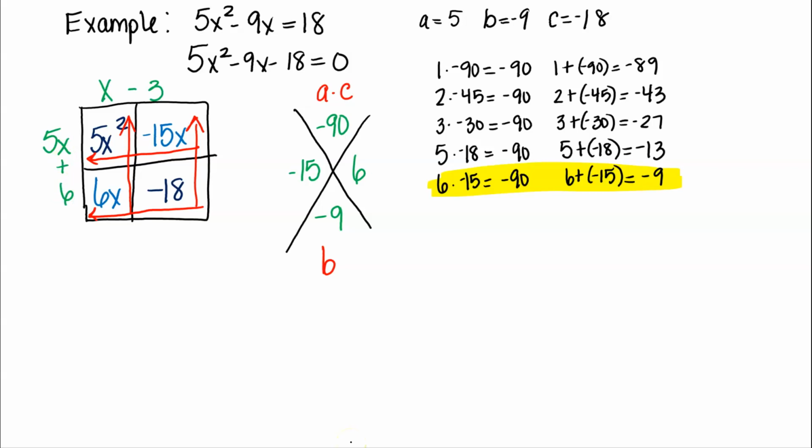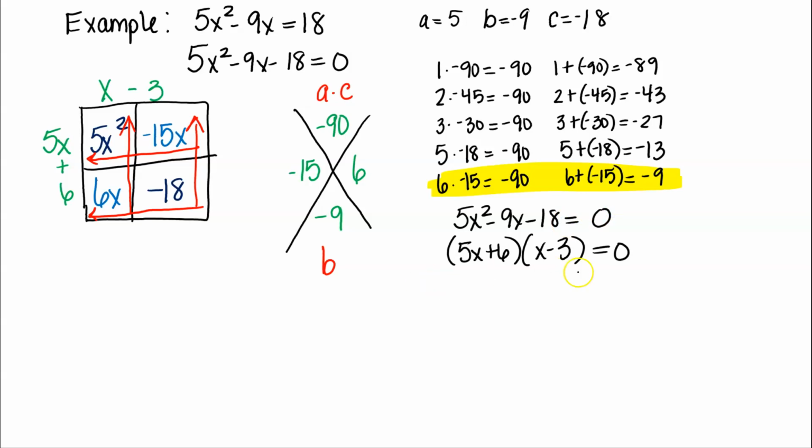So that means my two factors, 5x plus 6 times x minus 3 equals 0. So that's the factored form if I go back to 5x squared minus 9x minus 18 equals 0. So when I factor it, I have this.